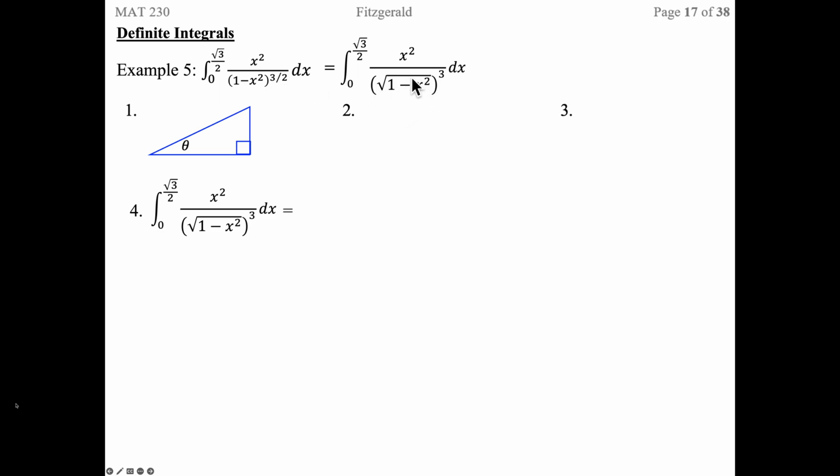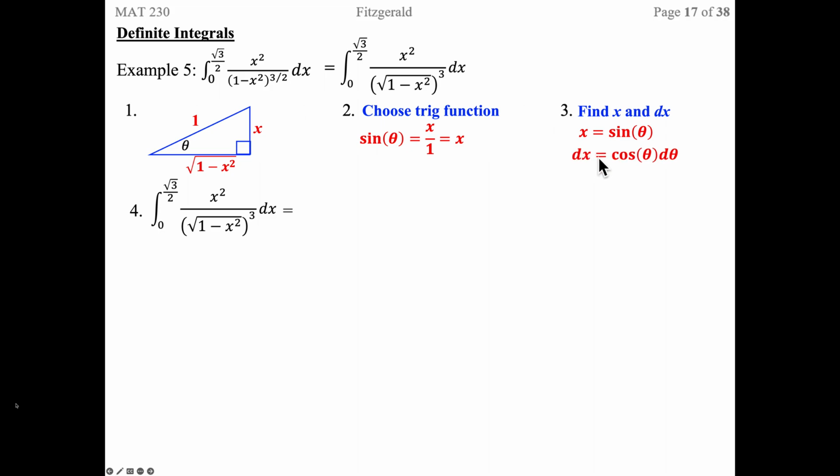So here, 1 minus x squared, 1 is going to be my hypotenuse. My x is going to be opposite of theta. And my square root of 1 minus x squared will be my other leg. All right, so looking at what we have here, based on my theta, you want x on the top over 1. That's going to be sine of theta is equal to x. So it's already solved for x. Just take your derivative of both sides. We'll get dx equals cosine theta d theta.